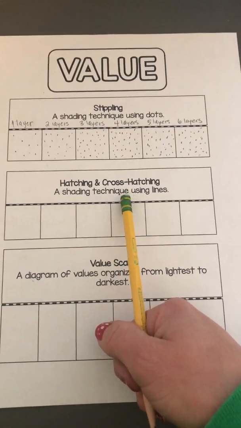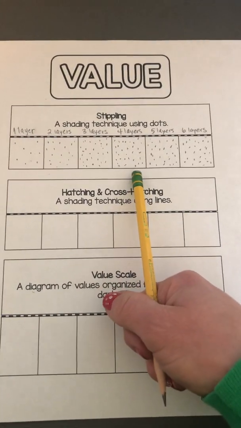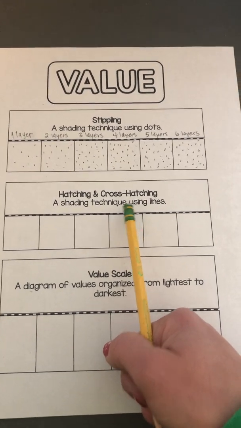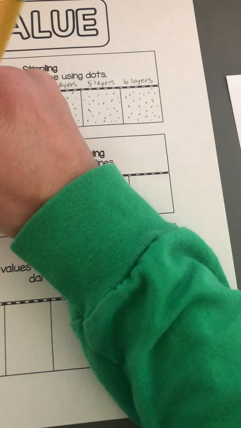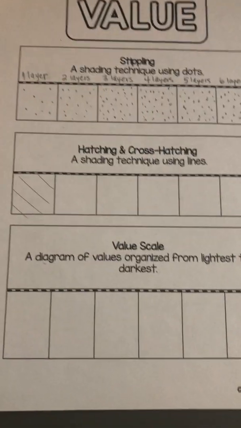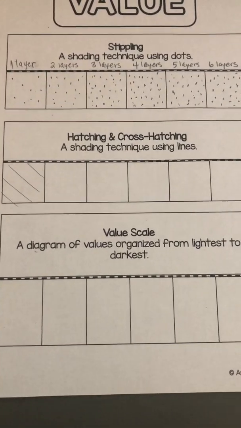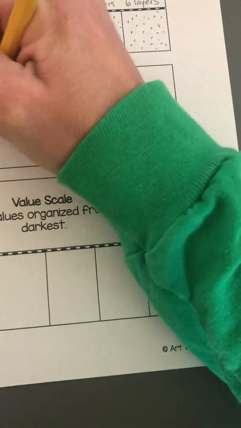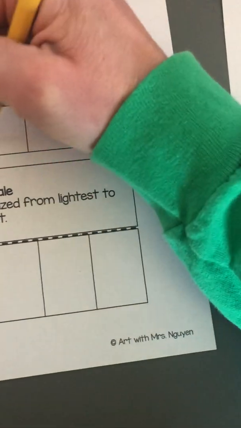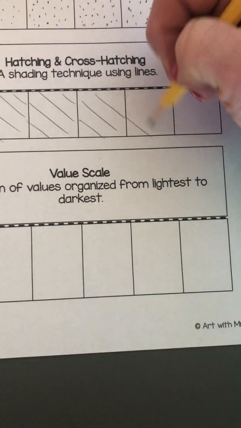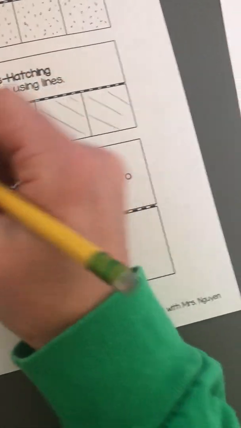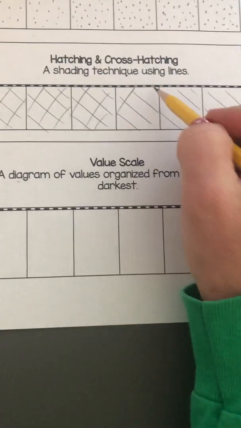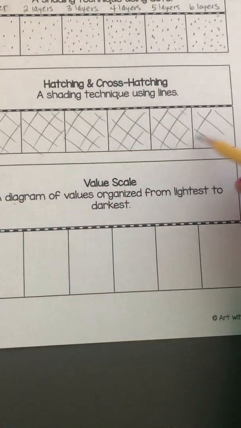Hatching and cross hatching uses lines. So up here we use dots. Down here, we're gonna just use lines. So our first layer, hatching is just using lines that go one way. So we can do our first layer of hatching all the way across. We could even do cross hatching on all of them. Cross hatching would be using diagonal lines that crisscross.